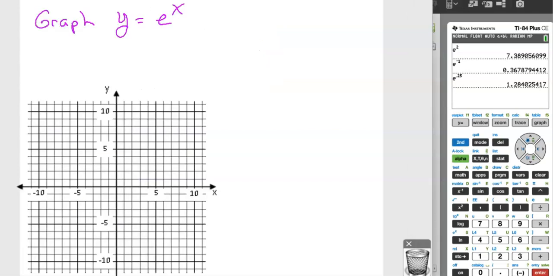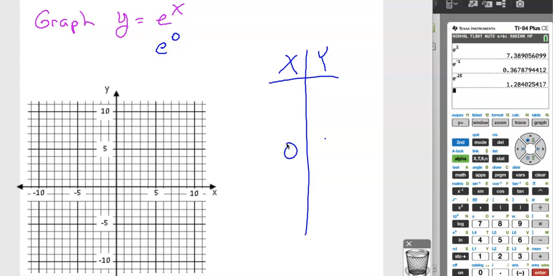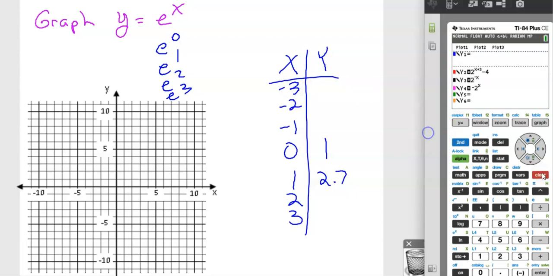All right, so let's talk about the graphing of this. If you think about evaluating, e to the 0 power is 1, by the way. Anything to the 0 power is 1. E to the first, we already know it's 2.7 and so on. Then e squared, e to the third, negative 1, negative 2, negative 3. We're just plugging in numbers and evaluating them, but the calculator does it for us so much more easily.